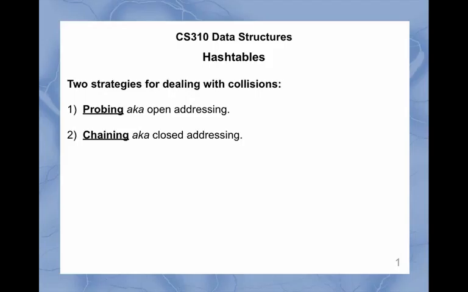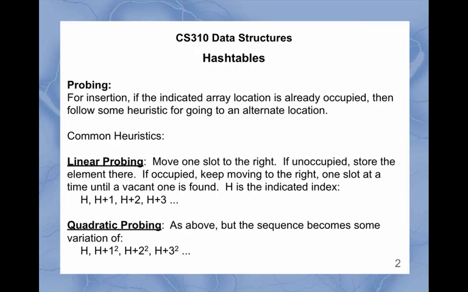So these are our two strategies then that are generally used for dealing with the collision problem. Two very different implementations of the hash table data structure depending on the requirements for the project. So for probing, we want to look at that first. Where you're doing an insertion, if you go to the array element indicated and discover that it's already occupied, then there must be some heuristic to go to an alternate location. So there are a number of these. We only want really right now to look at two, the most common ones.